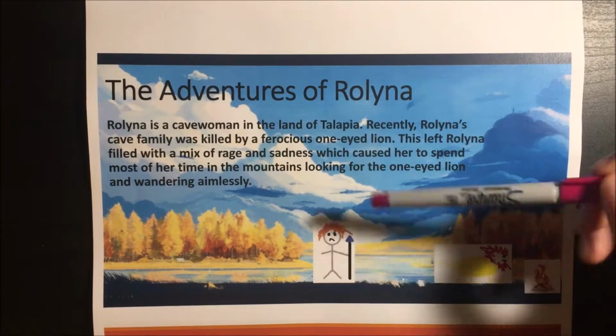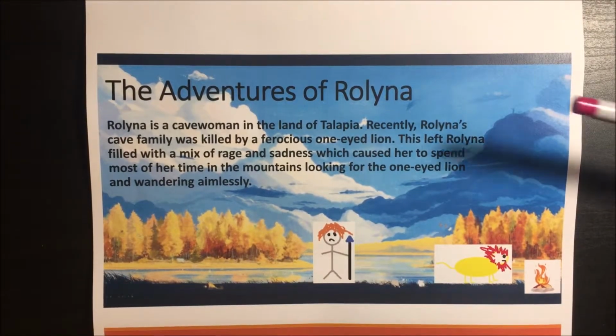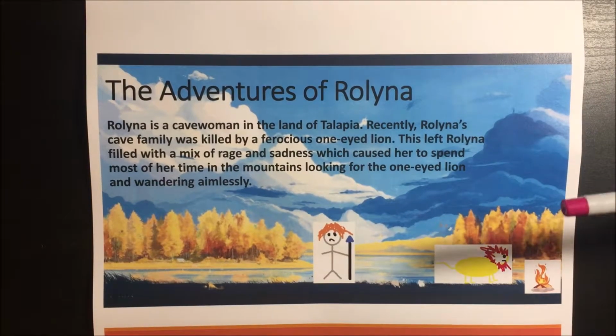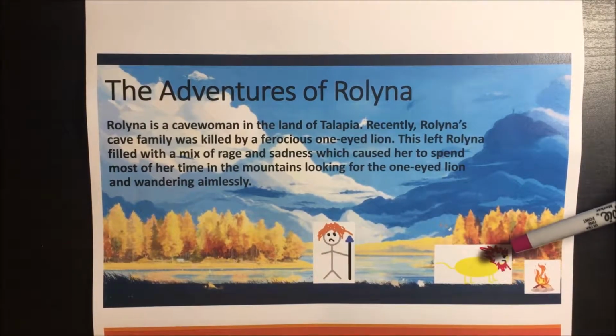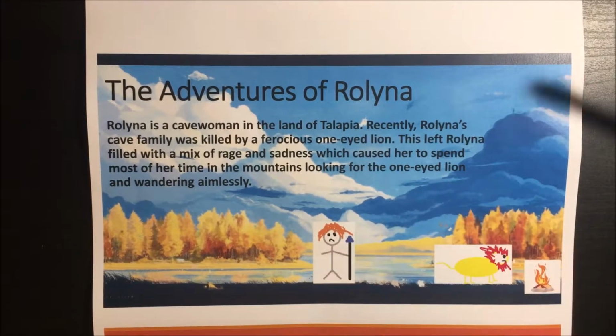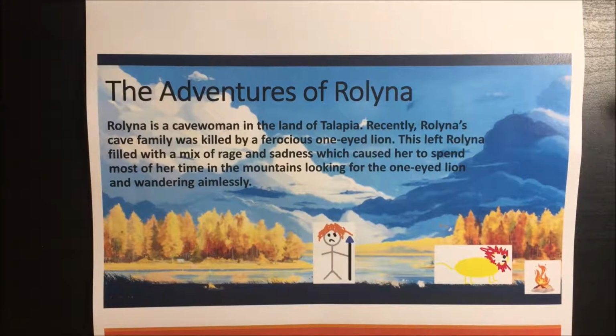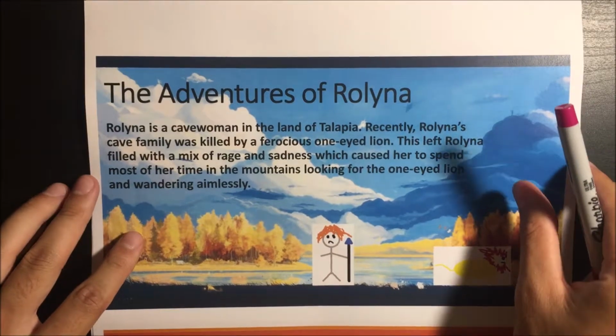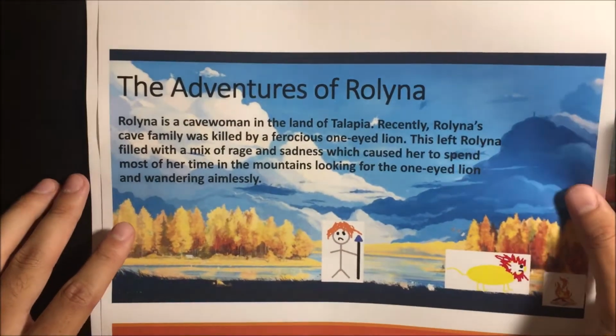So this is Rolyna here, and Rolyna is a cave woman in the land of Talapia. Recently, Rolyna's cave family was killed by a ferocious one-eyed lion right here. This left Rolyna filled with a mix of rage and sadness, which caused her to spend most of her time in the mountains looking for the one-eyed lion and wandering aimlessly. So the example problems we're going to be doing have to do a little bit with this story. So let's see how it all turns out.